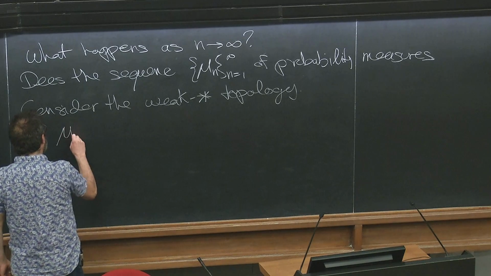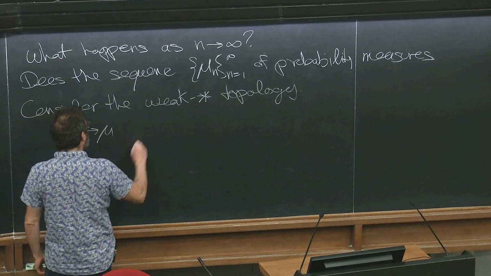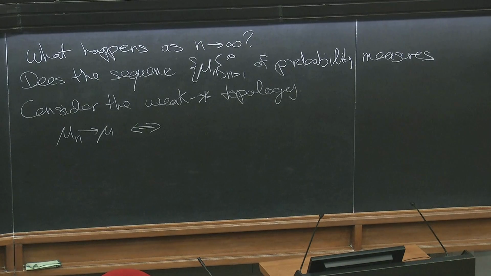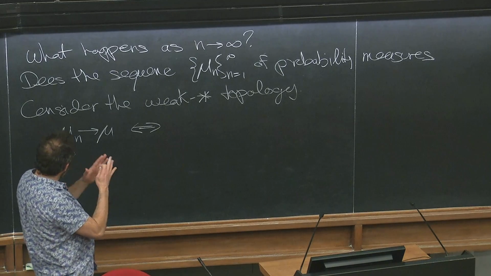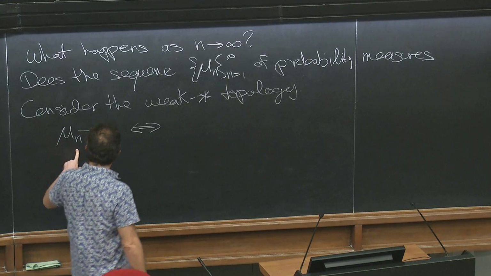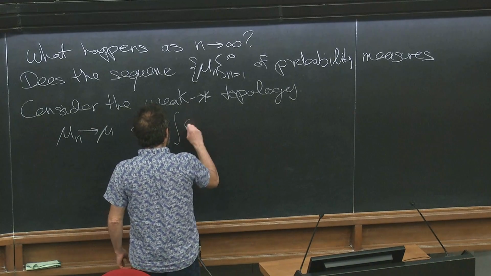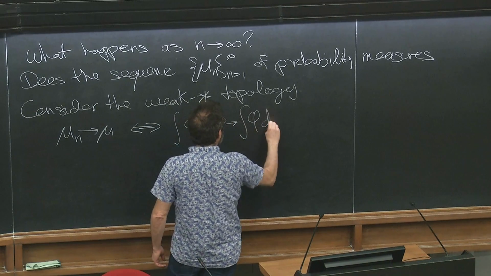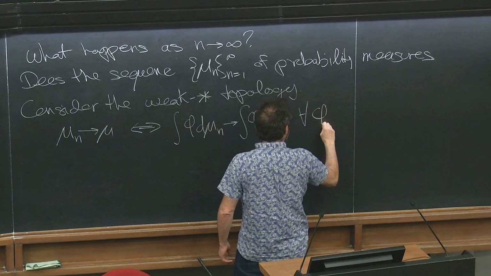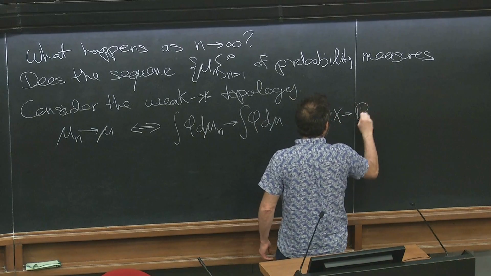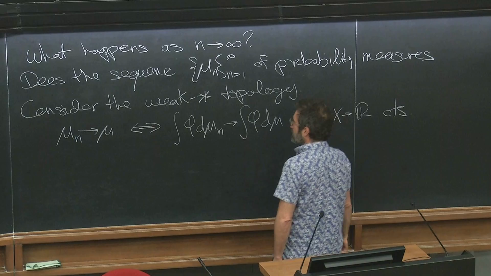A sequence of probability measures converges to mu. The definition of convergence, to describe the topology, really we need to say what it means for a sequence to converge, right? So for two probability measures to be the same. And this converges if the integral of phi d mu n converges to the integral of phi d mu for all phi continuous on our space, right? So all phi from X to R, which are continuous functions.